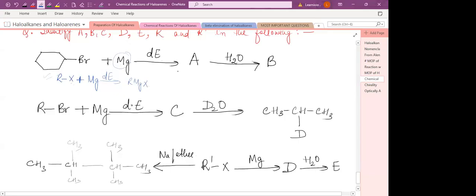In place of R, what do you write? The cyclic structure, and you just have to add MgBr. That's the A. That's the A. It's very easy.